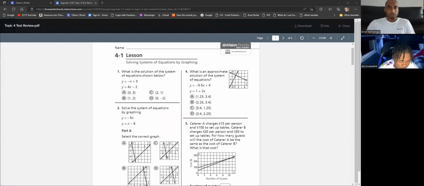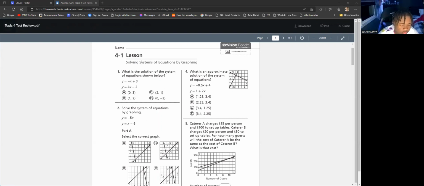Okay. All right. When is this due? Tomorrow? It's not due. Oh, it's just a review. Okay. All right. Number one: what is the solution of the system of the equations shown below? y equals that and y equals that. Okay. How do we do that one?